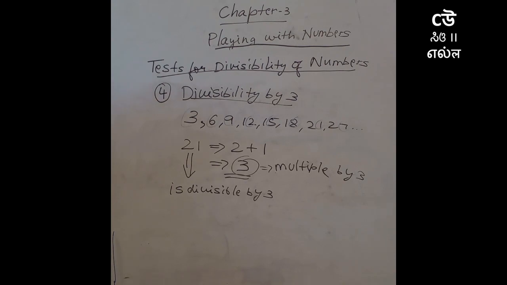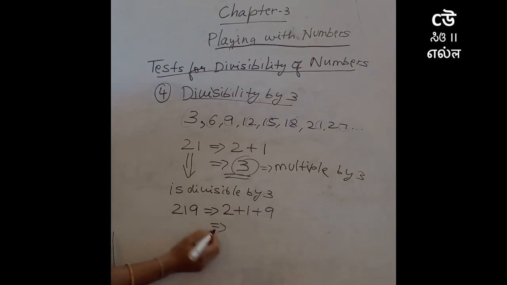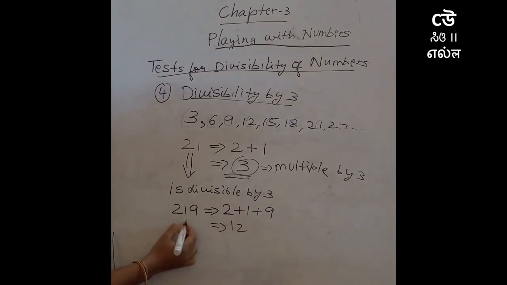Okay. So another example I'll take is 219. So here we have 3 digits, so you can add all of them. That is 2 plus 1 plus 9. By adding all these digits, what is the answer you'll get? 9 plus 1 is 10, 10 plus 2 is 12. So see whether 12 is a multiple of 3, children. 12 is a multiple of 3, right? So we can tell that 219 is divisible by 3. Okay. Understood, children? This is how you see whether a given number is divisible by 3 or not.